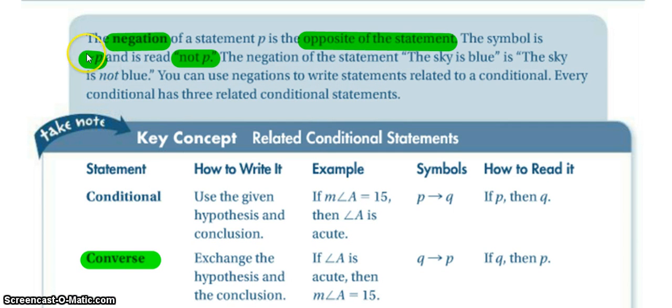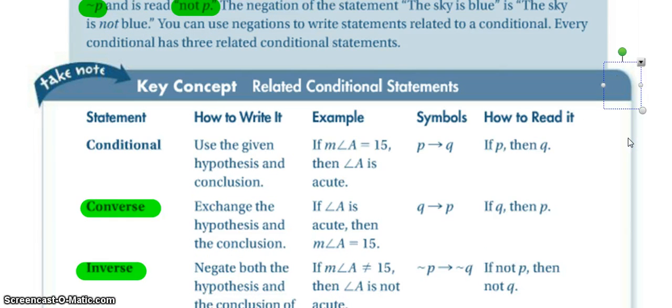So what we're talking about is the negation of a statement. So when we have a statement P, the negation is the opposite. And we write it with a little squiggly line, means the negation of P or not P. So any statement, you can just add a not in front of it. So the sky is blue, the sky is not blue would be the negation. So we then look at the 3 related statements that every conditional statement has.